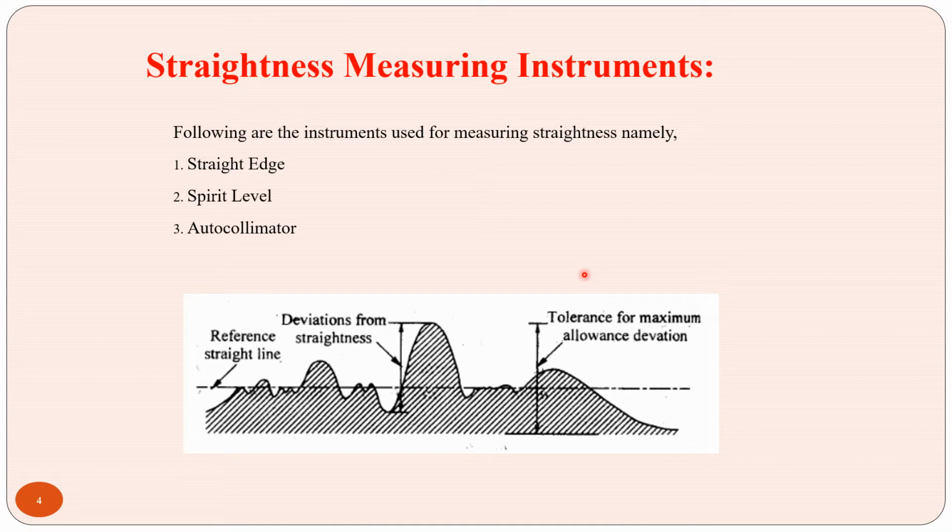To measure the straightness, we have a few equipments or instruments like a straight edge, spirit level, and auto collimator. In this video, we will discuss the straight edge and the spirit level. As we have seen in the previous diagram, the reference line, this is the ideal line, is denoted by the dotted line. The deviation from the straightness, by looking from the instrument, we could find the deviation. This is the upper deviation and the lower deviation. The difference between these two is called the tolerance, which is given for the straightness measuring instrument.